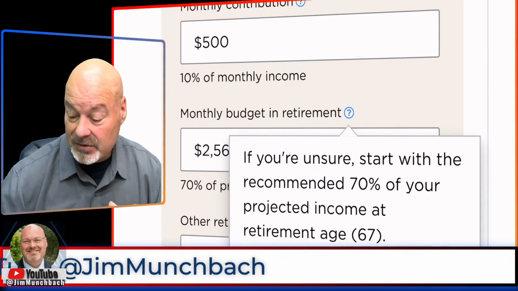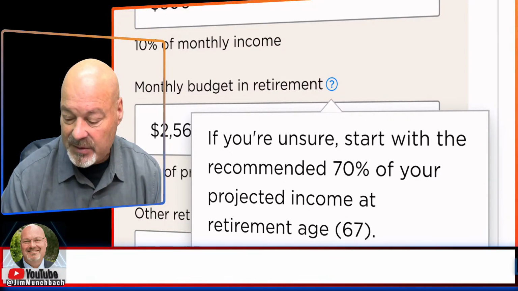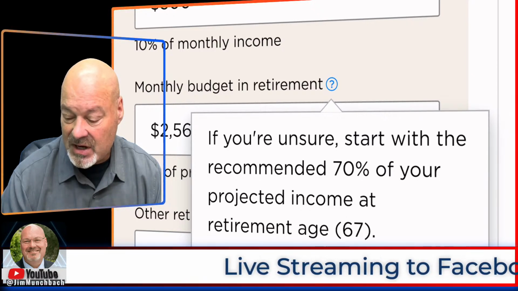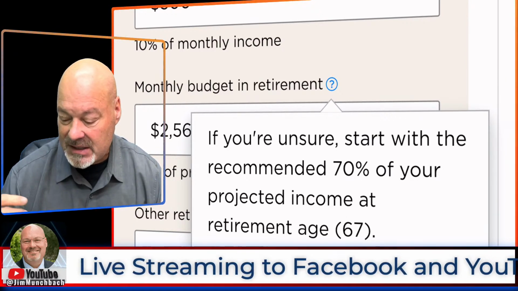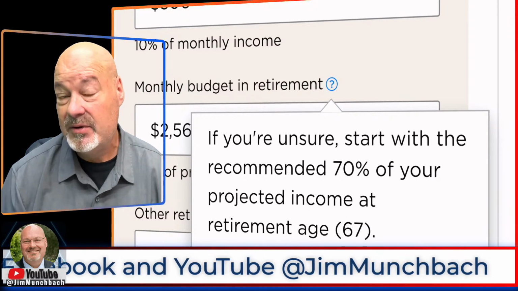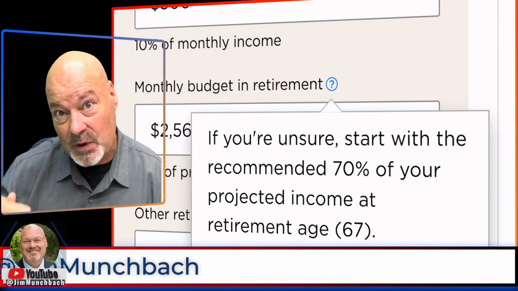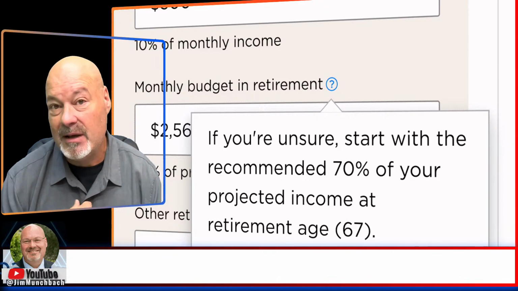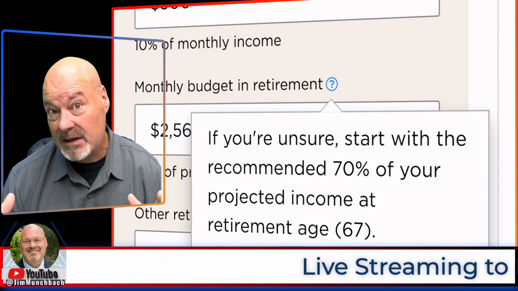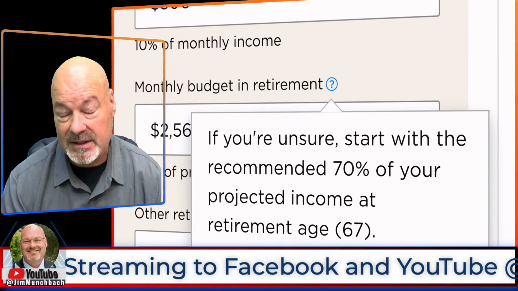So this is a good little tip. If you're unsure, start with the recommended 70% of your projected income at retirement age. So if you're making, let's pretend, $100,000 now in this pretend job that you have, and you fast forward the clock to when you're older than me, I'm not 67 yet, you just have to come up with what kind of income you think you will be receiving around your retirement age.